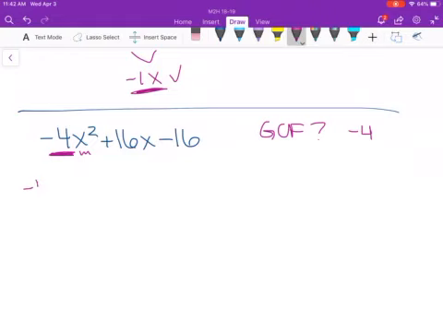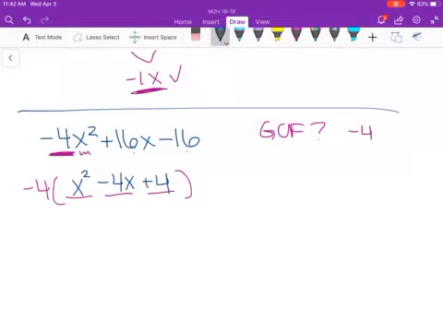So when you divide out a negative 4, you'll still have 3 terms left. So when you do negative 4x squared divided by negative 4, you're left with x squared positive, which is good. Positive 16x divided by negative 4 is negative 4x. And a negative 16 divided by negative 4 is a positive 4.